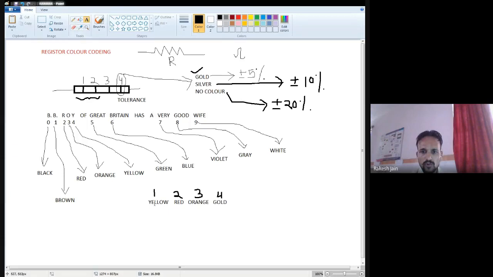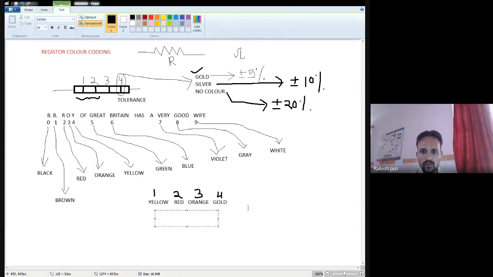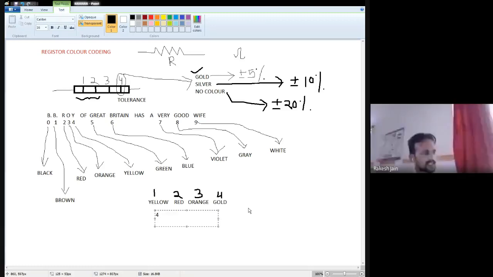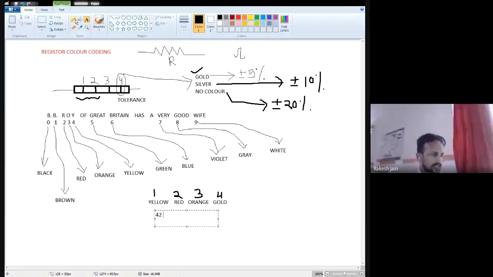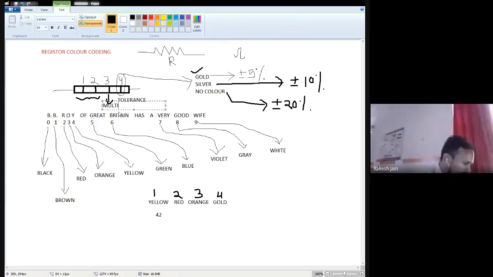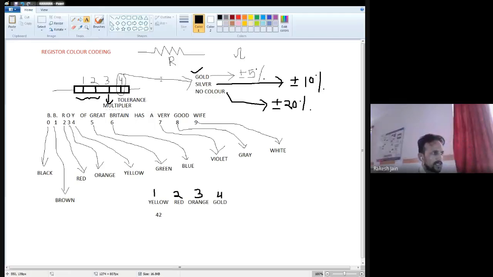Now, how to use the first? The first color is yellow, which is number 4, so I just write down 4. Then what is the second color number? Red. Red is at 2. Then the third color band is always known as the multiplier band. The fourth color band is tolerance, that is how much up and down there is. Gold then plus minus 5%, silver then plus minus 10%, like this.